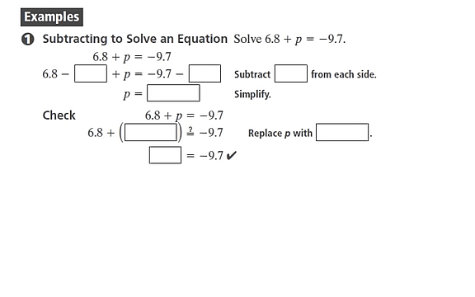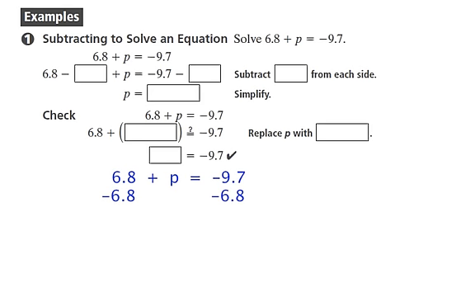Example number 1, subtracting to solve an equation. We're going to solve 6 8/10 plus p equals negative 9 7/10. We're going to write the equation down below all of this work because we're going to show our work a little bit differently. So we have 6.8 plus p equals negative 9.7. We have to get p by itself. We're always trying to get the variable by itself. So we're going to subtract 6.8 from both sides of the equation.